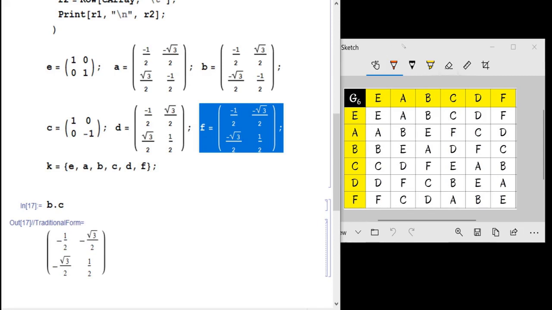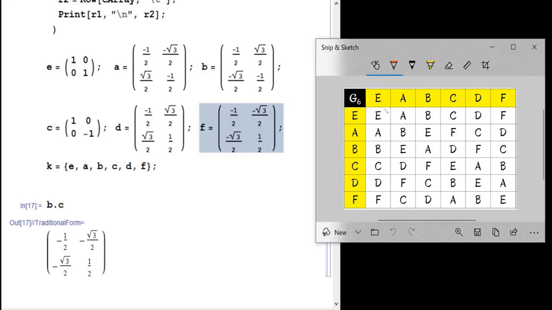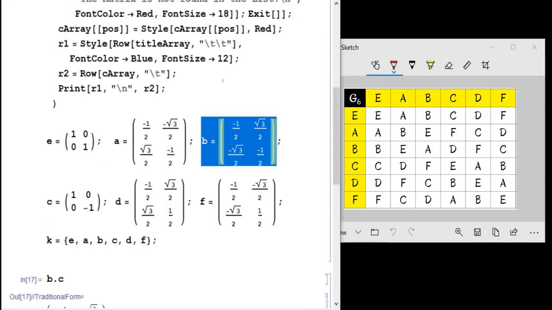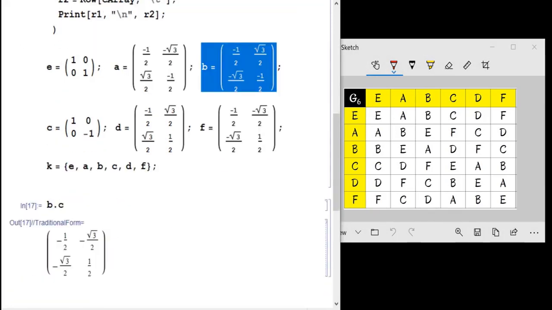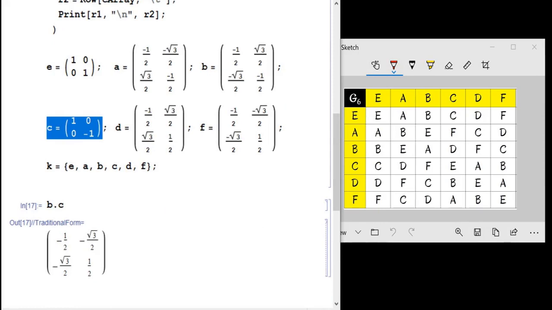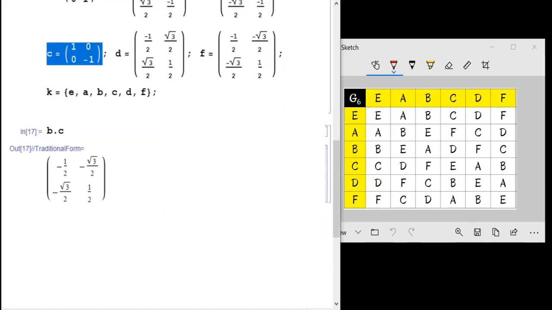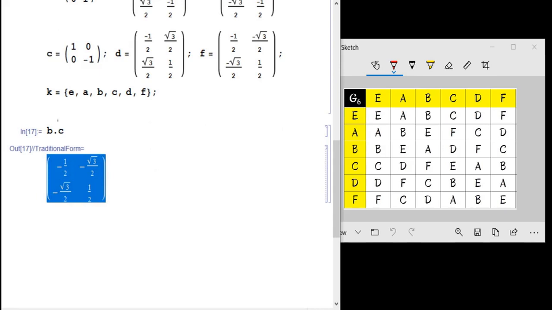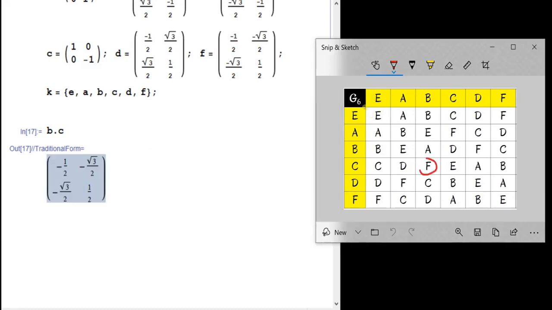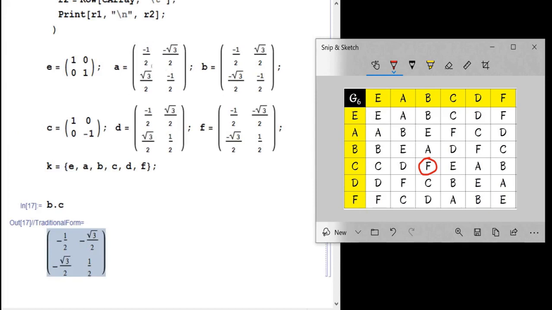See B and C, the result is F. So the resulting matrix of B and C is this. What is the B matrix? B matrix is this. And what is the C matrix? C matrix is the simple diagonal matrix. And multiplying this, you got this result. So if you look at the group multiplication table, multiplication of B and C should give F.